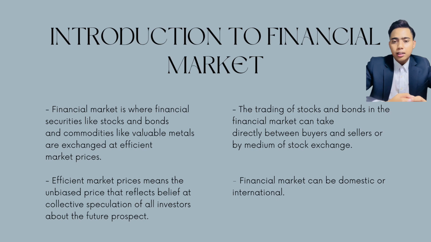So I will tell generally about financial market. Financial market is where financial securities like stocks and bonds and commodities like valuable metals are exchanged at efficient market prices. Efficient market prices means the unbiased price that reflects belief and collective speculation of all investors about the future prospect. Also, the trading of stocks and bonds in the financial market can take place directly between sellers and buyers or by medium of stock exchange. And lastly, a financial market can be domestic or international.